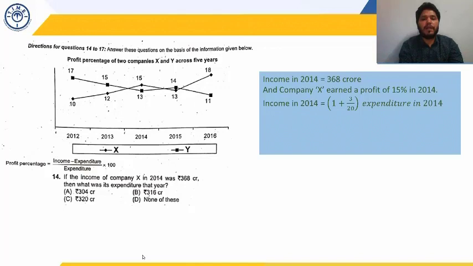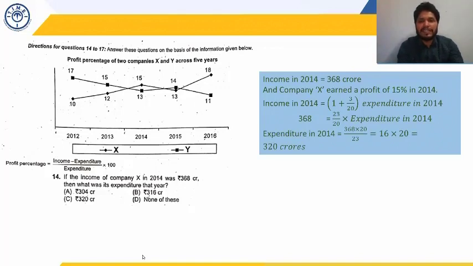And what is 1 plus 3 by 20? It is going to be 23 by 20. So by cross multiplying, expenditure in 2014 comes out to be 368 into 20 divided by 23. And 23 16s are 368. So 16 into 20 is going to be 320 crores. So this is my expenditure in 2014.